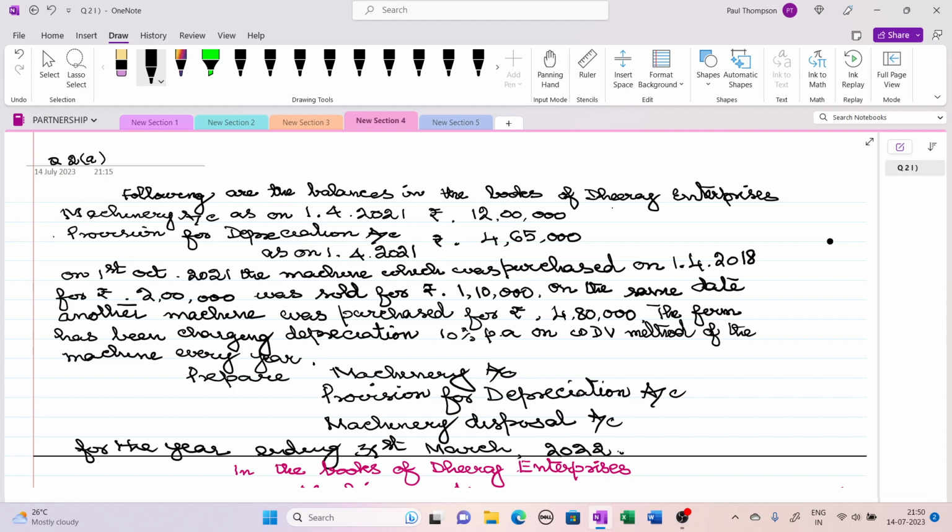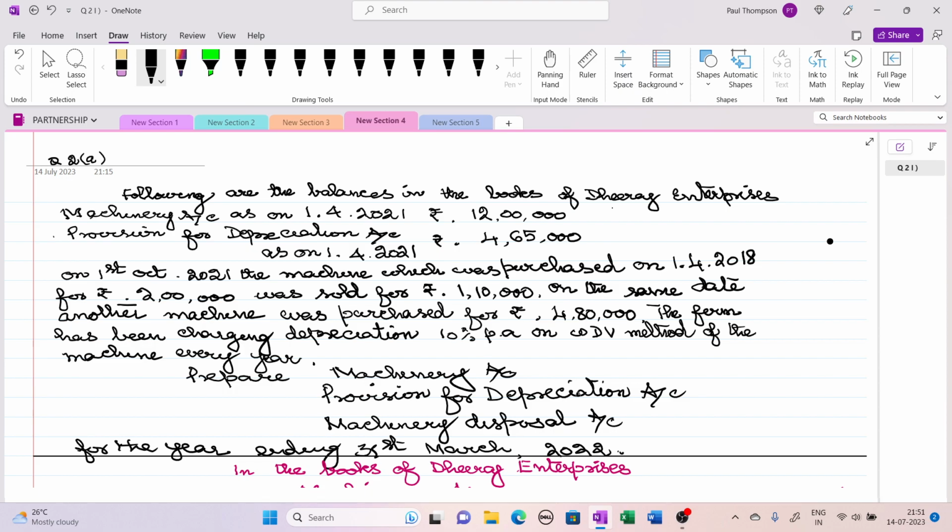And on 1st October 21, the machine which was purchased on 1 April 2018 for 2 lakh was sold for 1,10,000. On the same date, another machine was purchased for rupees 4,80,000. The firm has been charging depreciation 10% per annum on WDV method of the machine every year. So they asked you to prepare machinery account, provision for depreciation, machinery disposal account.